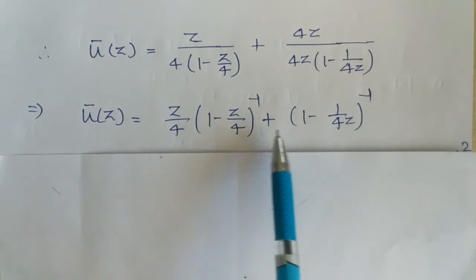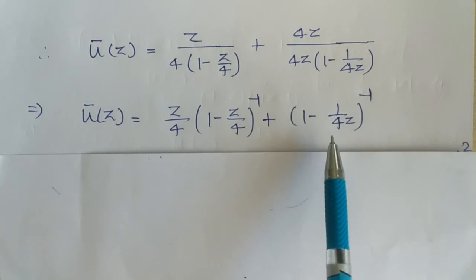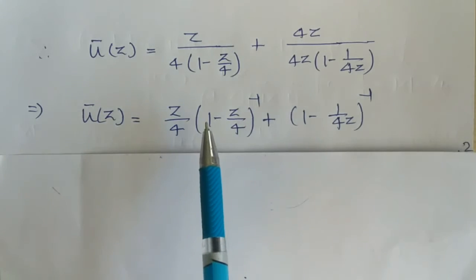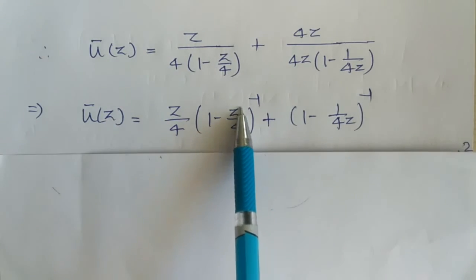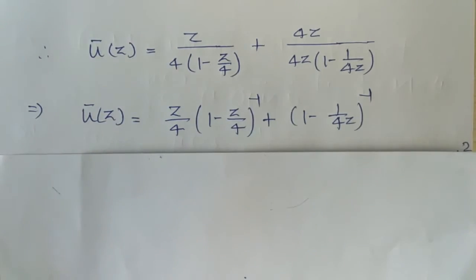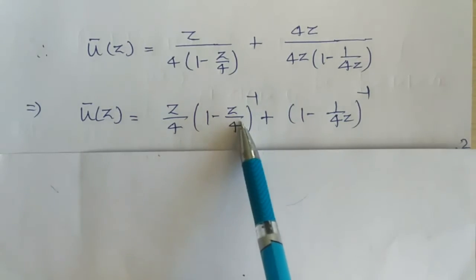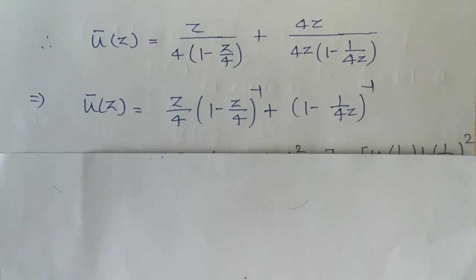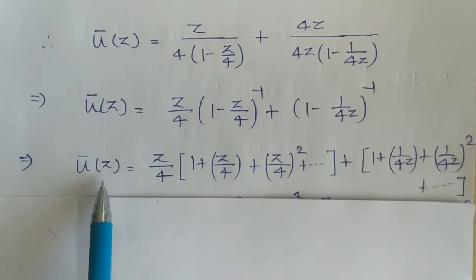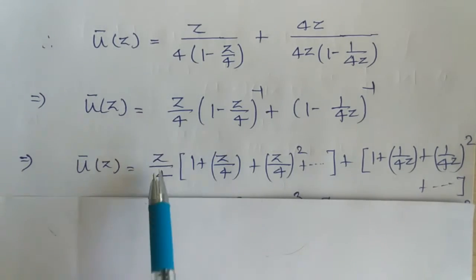Now expand these two expressions using binomial theorem. The binomial expansion of (1 minus x) whole inverse is 1 plus x plus x square plus x cube plus x power 4 and so on, and here x is z by 4. So using binomial theorem we get u bar z is equal to z by 4 as it is.